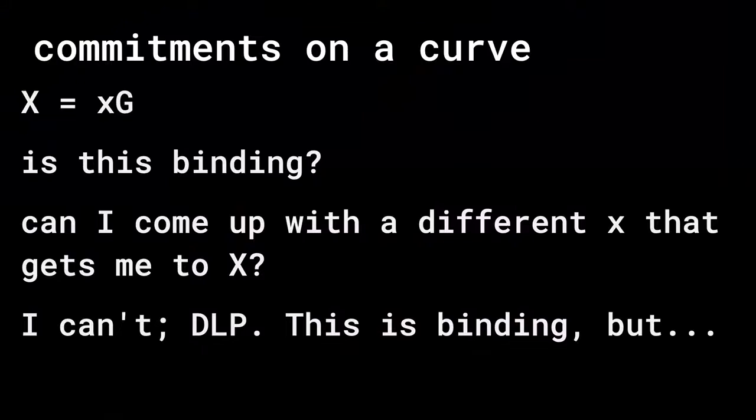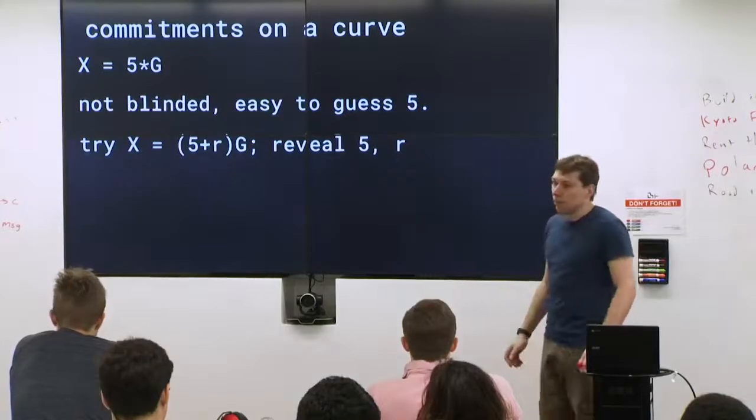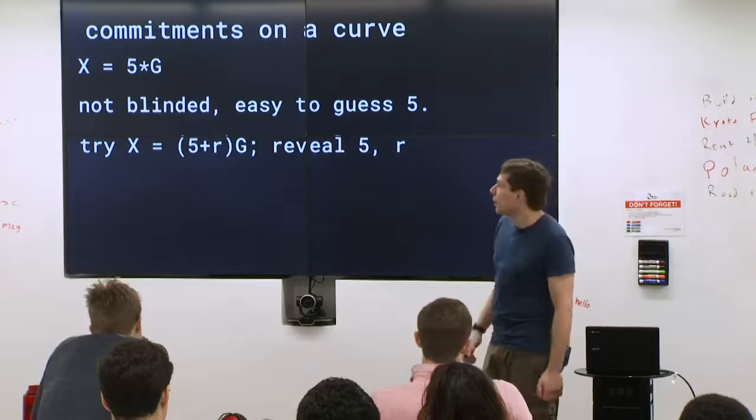Okay, so this is binding, but there's asterisks there. But it's not blinding, right? So same problem as just the raw hash-based commitment, where if I want to commit to the number 5, and I just say, okay, 5 times G, and that's my point that I'm going to use for my commitment, you know, same problem. A for loop will pretty quickly show you that was 5.